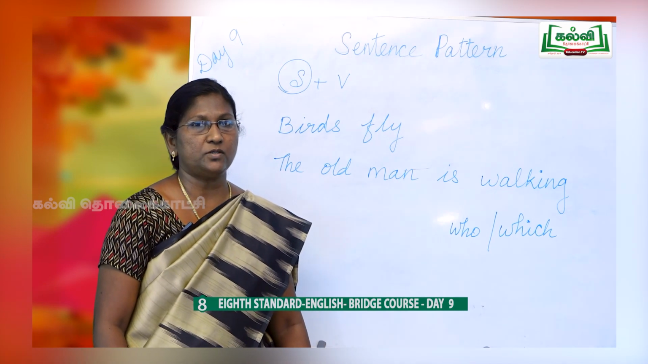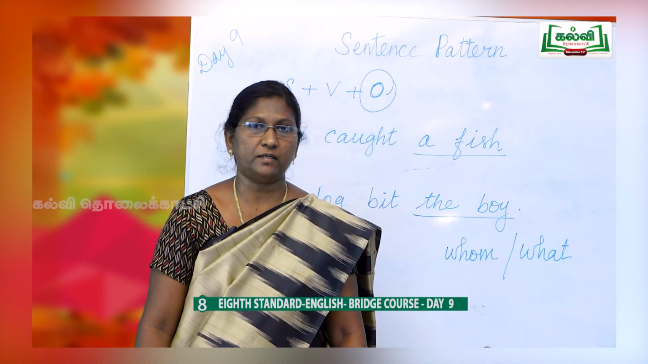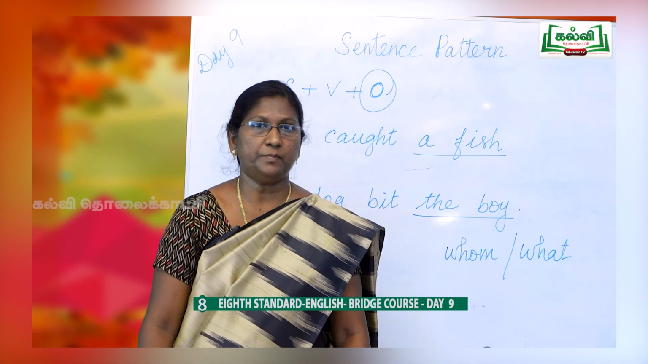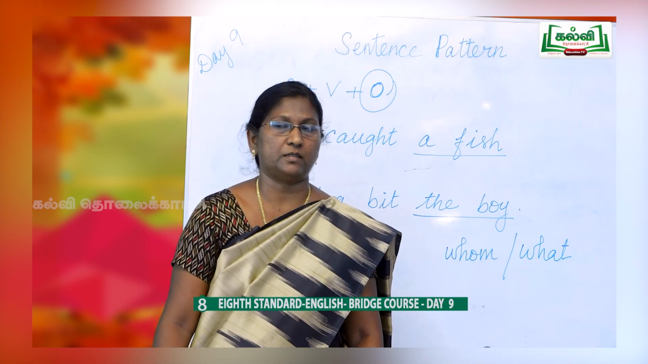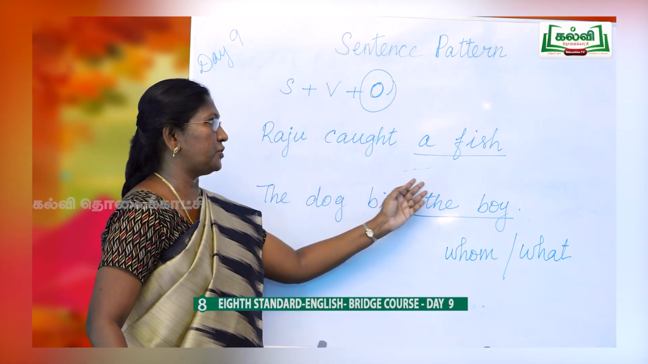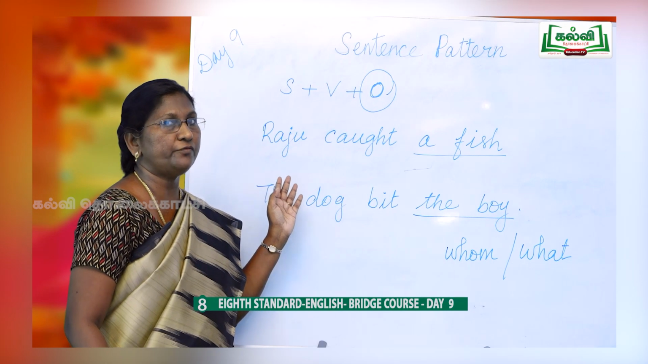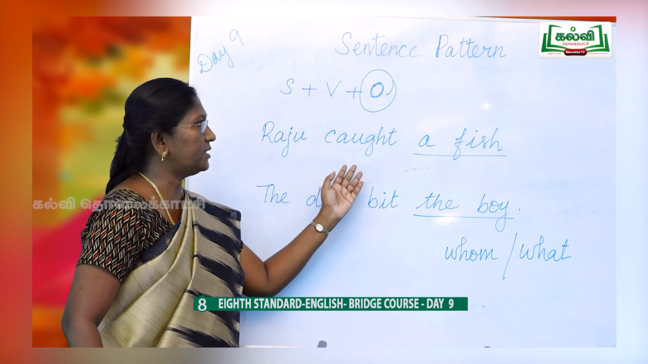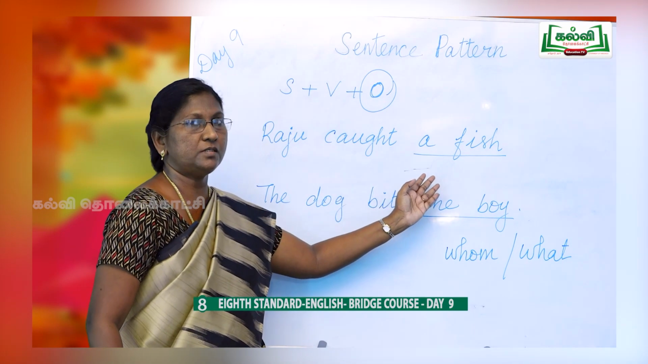Okay, now shall we pass on to the next pattern? The second pattern in sentence pattern formation is S plus V plus O, so subject plus verb plus object. Here we can see 2 examples. Raju caught a fish. We have already learnt how to find a subject. So here Raju is the subject, caught is the verb, and a fish is the object.